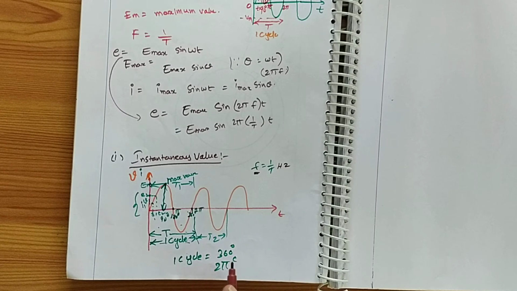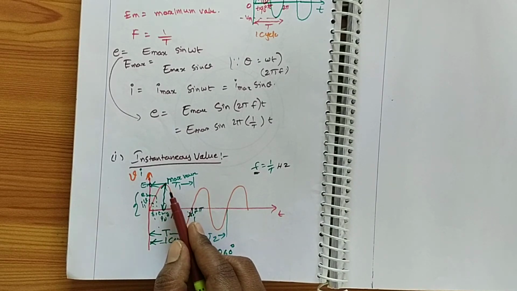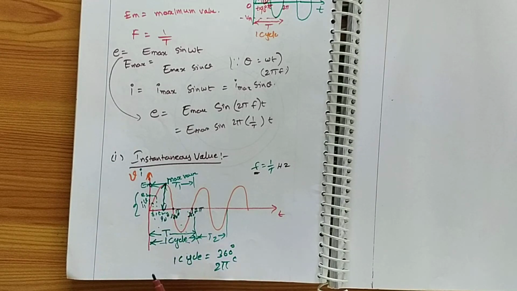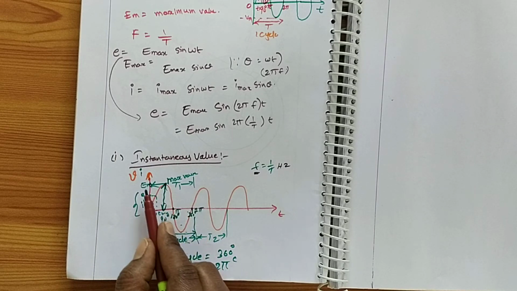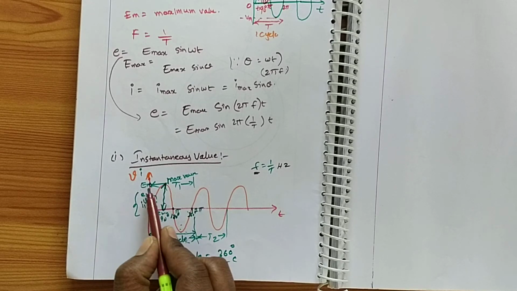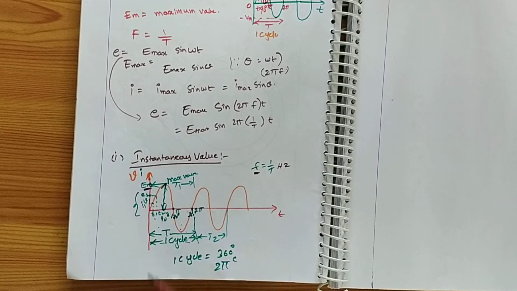What is amplitude or peak value? It is the maximum value of the positive cycle or negative cycle. The maximum value is constant, but the polarity changes: positive polarity, negative polarity. The maximum value obtained in an alternating quantity is called amplitude or peak value. It is denoted by Em, the maximum value obtained.